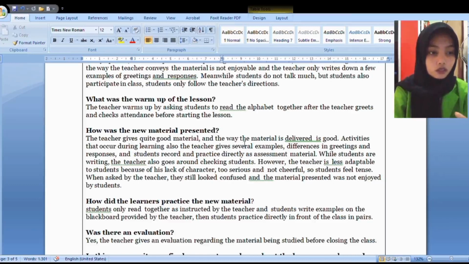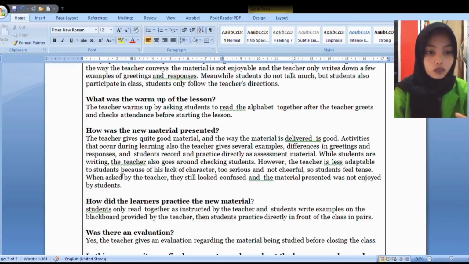The teacher also runs checking on students. However, the teacher is less adaptable to students because of this lack of character, too serious and not cheerful.